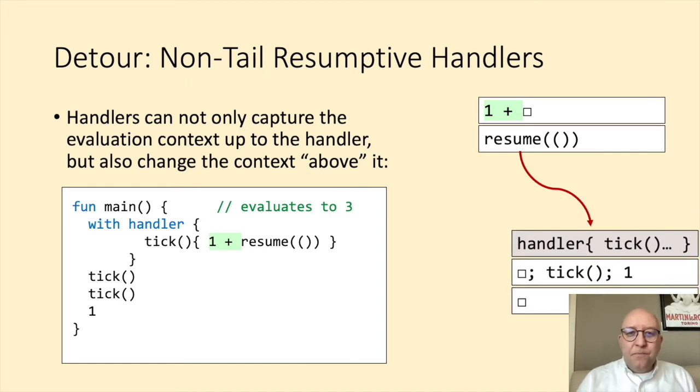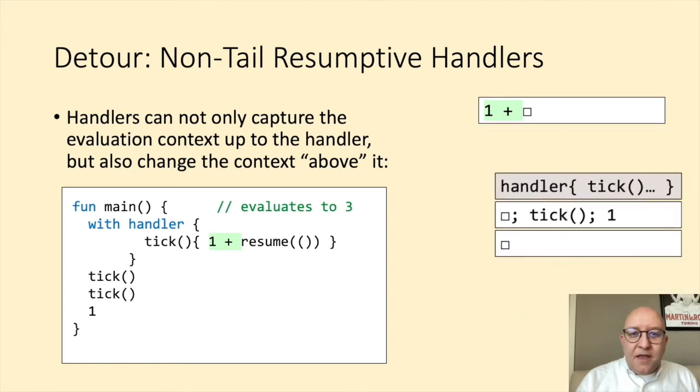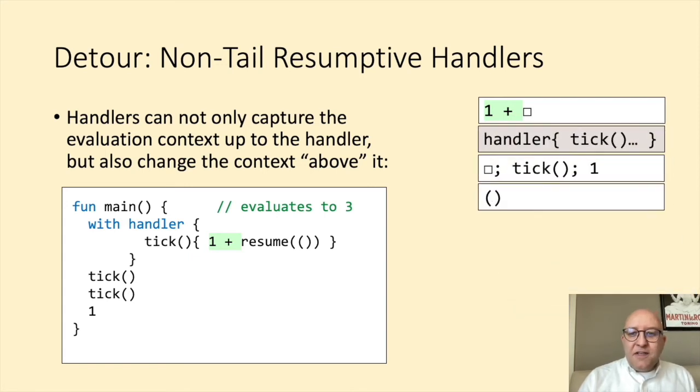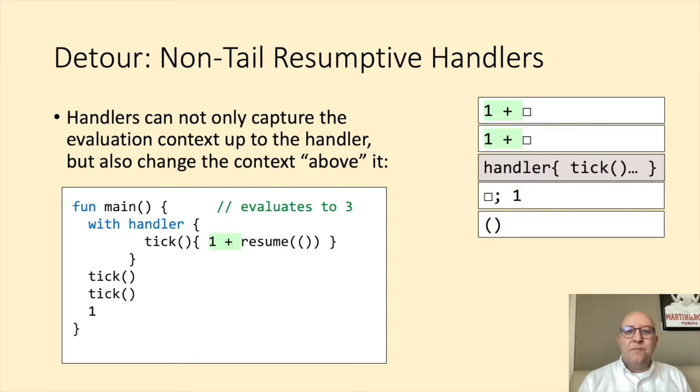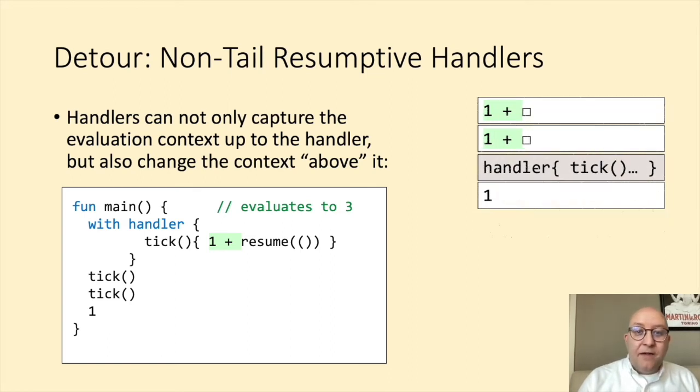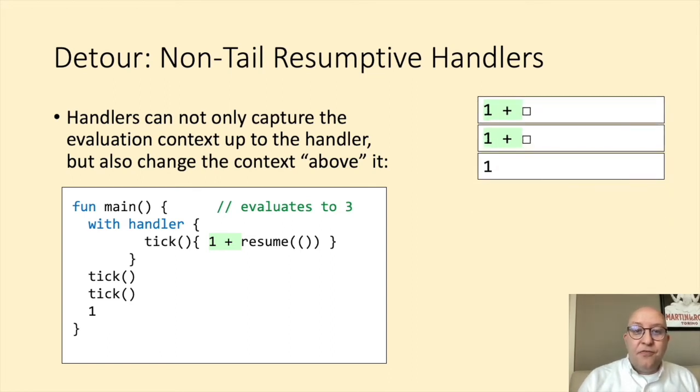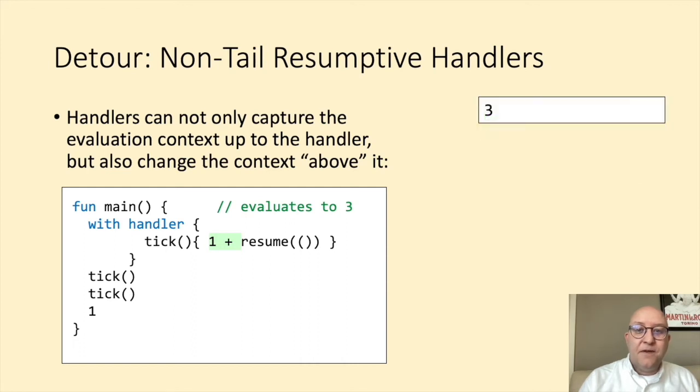When we resume, the 1+ though stays on the stack, and we just keep evaluating from here on. And when the next tick is performed, the same happens. And again, there will be a 1 plus just above the handler frame. Eventually, when we keep evaluating, we will end up with 3 as the final result.